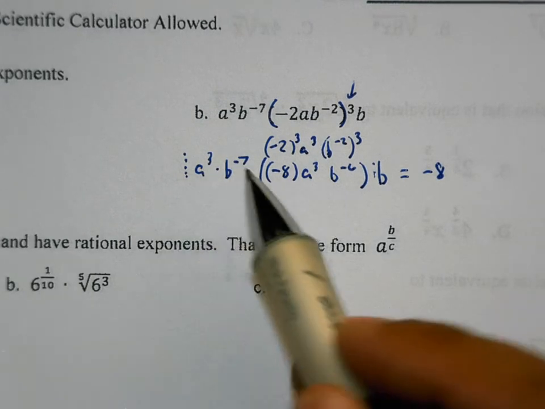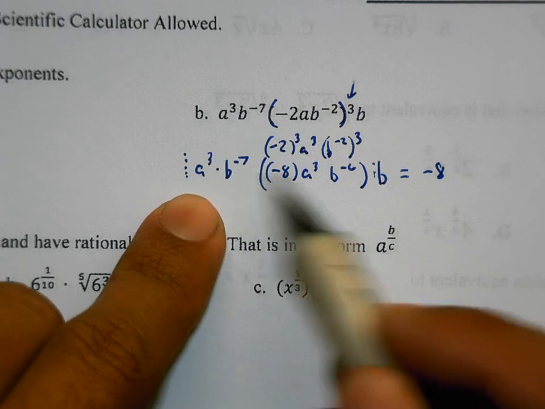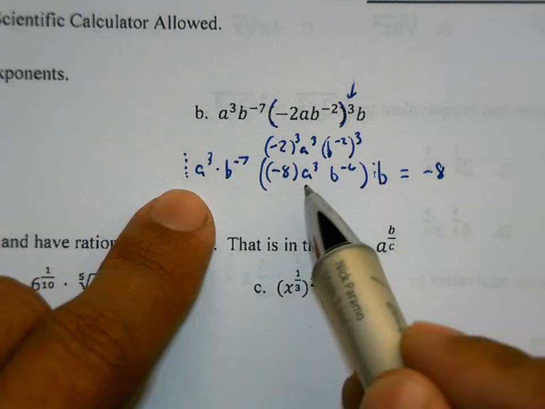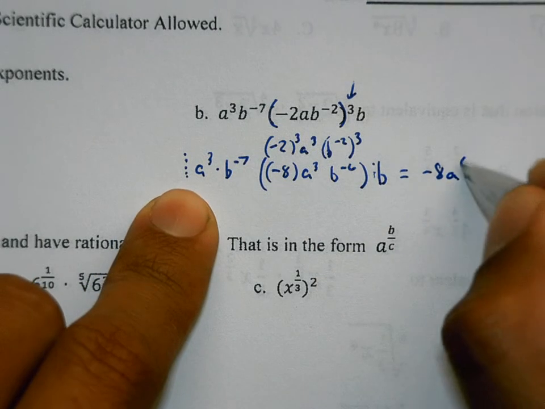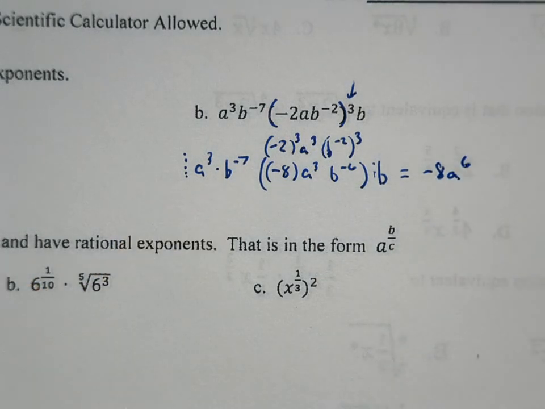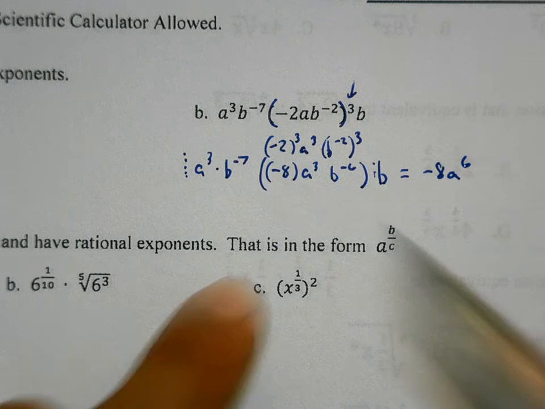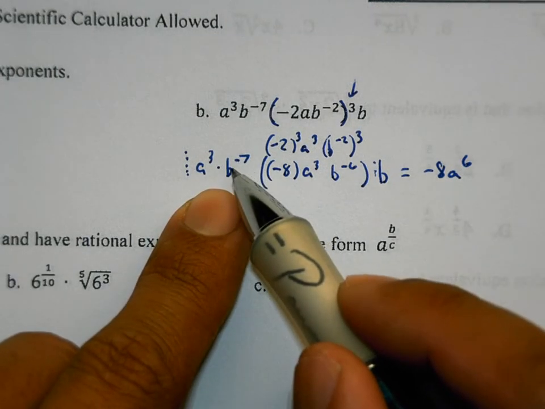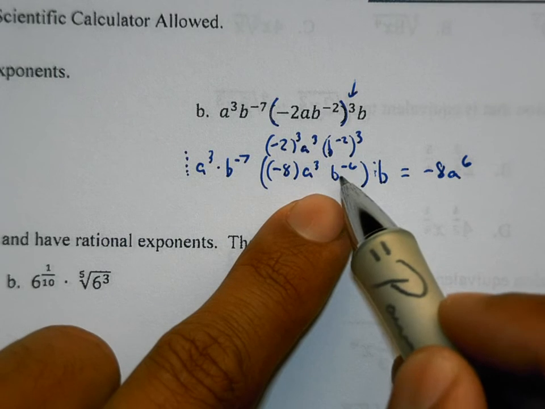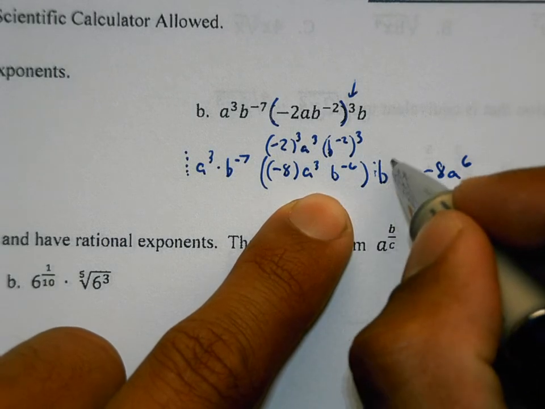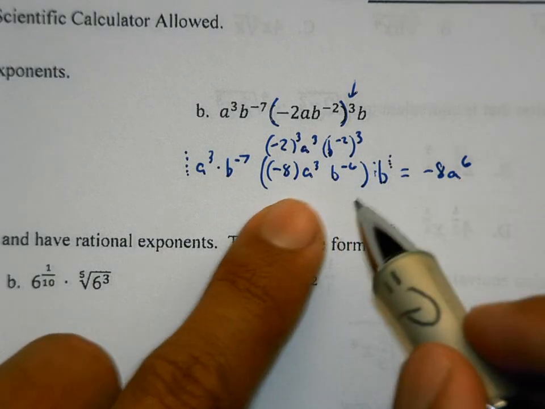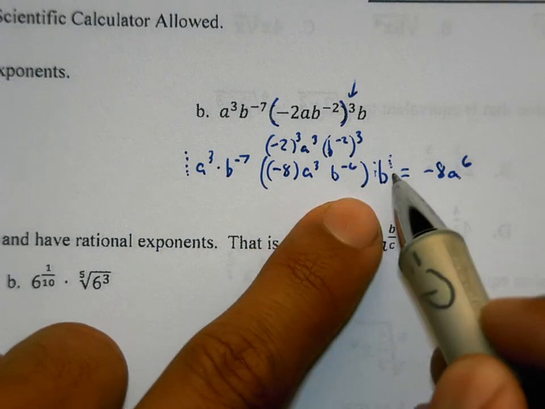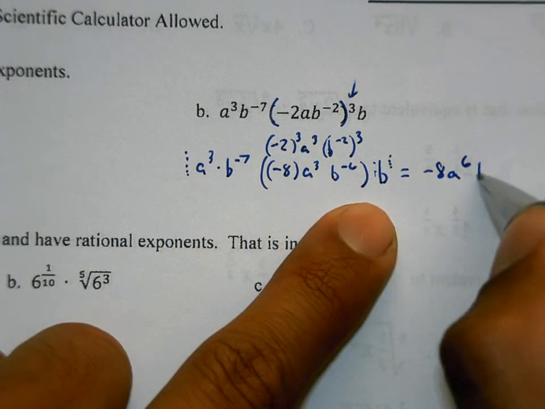I know that is a negative 8 for my number, my coefficient. For my A's, I have 3 factors of A, multiplying 3 more factors of A, and there's no other A's anywhere. So how many factors? I have 6 of them. Technically, we're adding exponents. For the B's, I have b to the negative 7. I have negative 7 of those factors, and then I have negative 6 of those factors, and this b right here has an invisible 1. Negative 7 and negative 6 makes negative 13, plus 1 is negative 12.